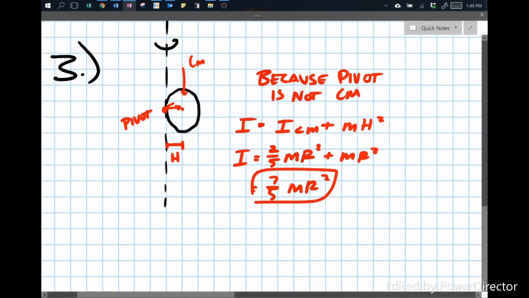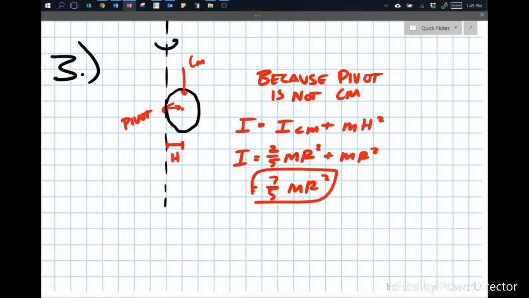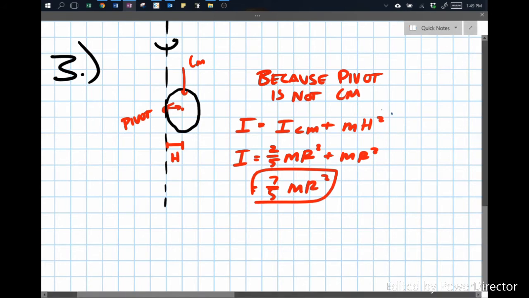So one of the important things about using the parallel axis theorem, and this is probably the most complicated part of the unit, is the parallel axis theorem, I would say. It's what you struggled on with the quiz the most. It's what you struggle here the most with.